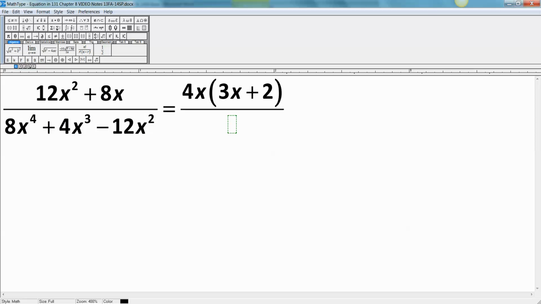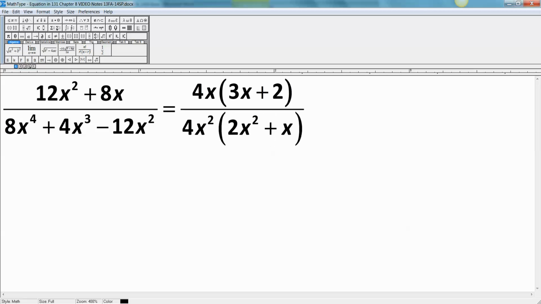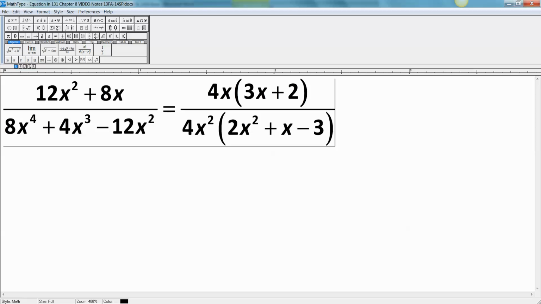Oh, then the denominator. All right, so 4, 8, and 12. All of those are divisible by 4. And then I have x squared as well, so I'm going to take that out. That'll leave me 2x squared plus x minus 3, right? Okay, beautiful. So let's see, does this factor anymore? So let me retype the whole thing.